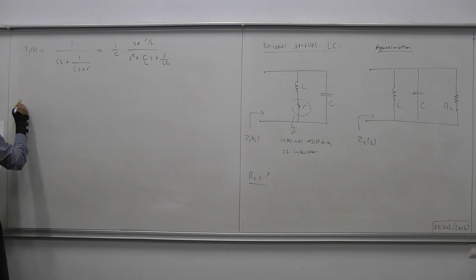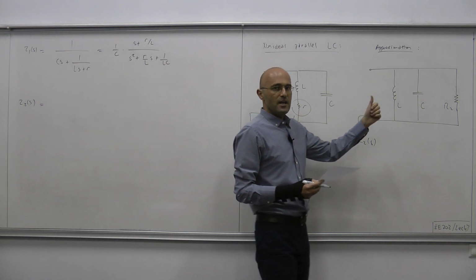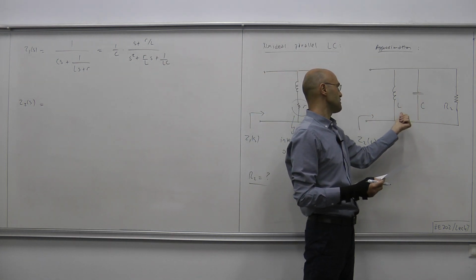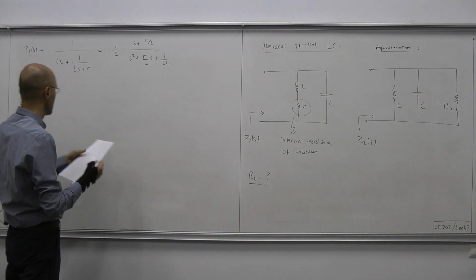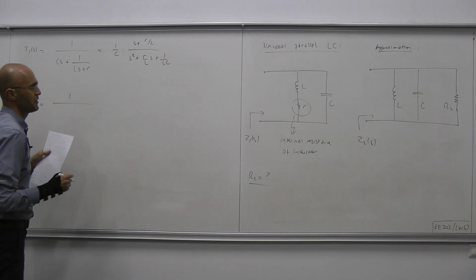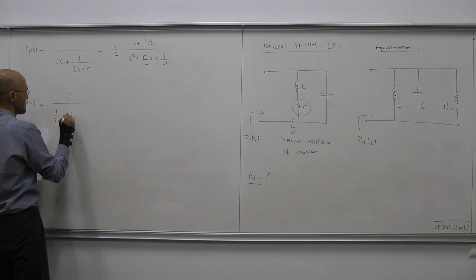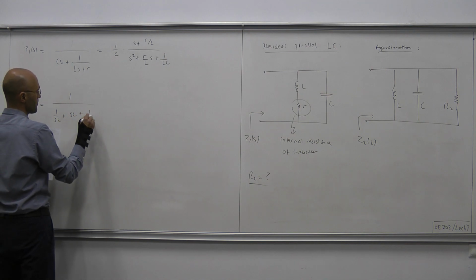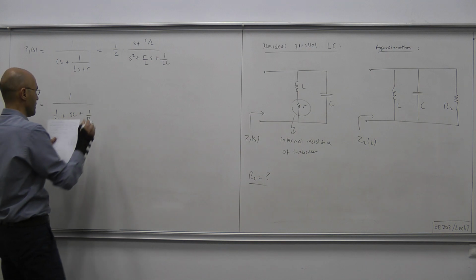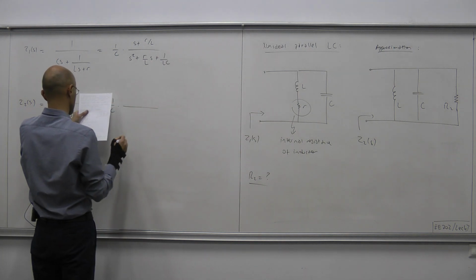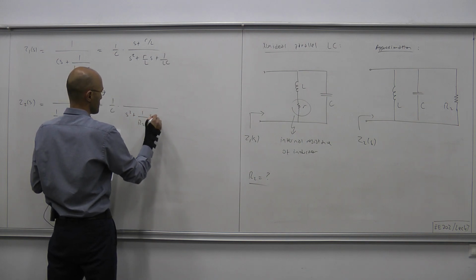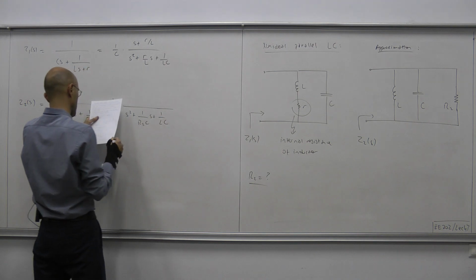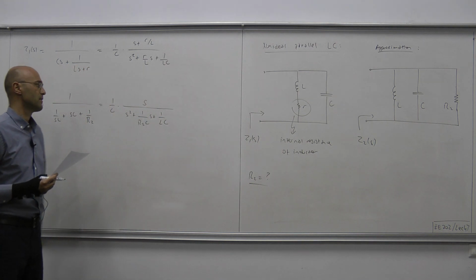And now, how about Z2 of s? Z2 of s equals 1 over the equivalent admittance, and the equivalent admittance is the sum of individual admittances, because all those three components appear in parallel. So we have 1 over (1 over sL plus sC plus 1 over R2), which equals 1 over C times s over (s squared plus 1 over R2 C s plus 1 over LC). And here we have s as the numerator.